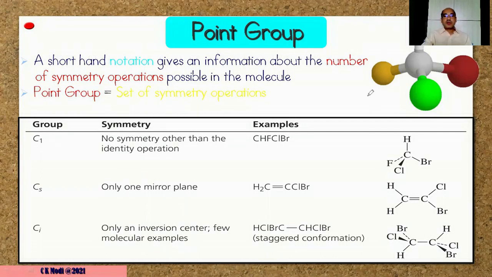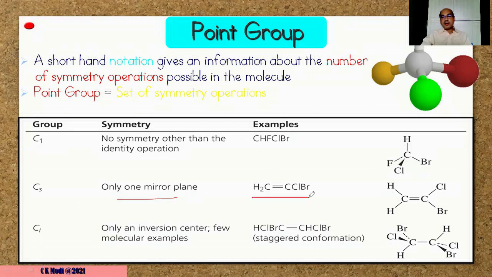So when only identity is present, if I perform a 360-degree rotation, what will happen? The atoms are at the same positions after performing this cyclic operation. So only one identity E is present. Therefore, the point group of that molecule is C1.